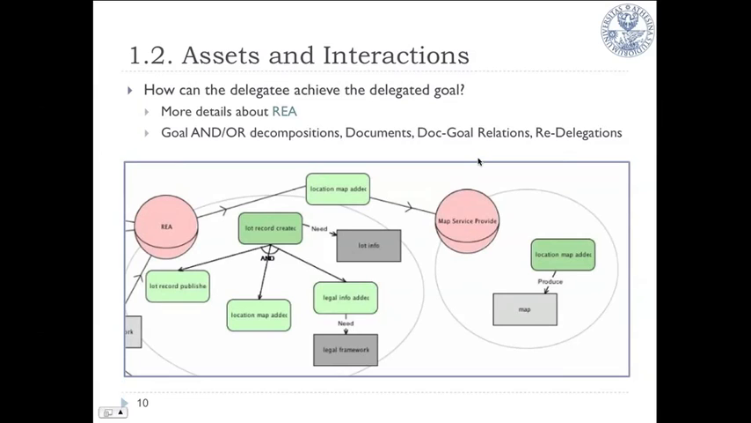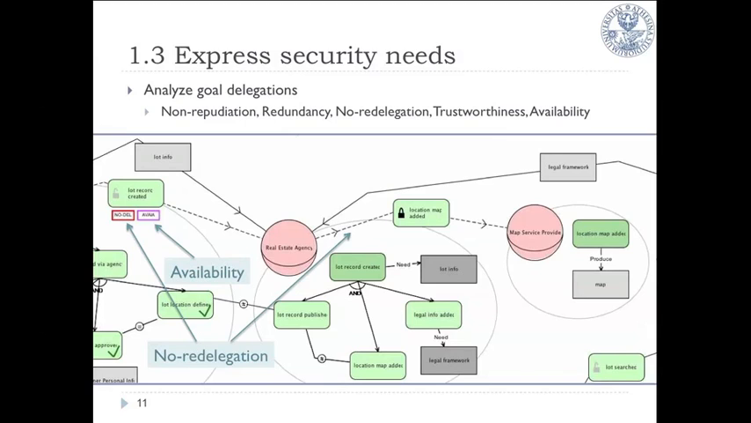Once we have captured these initial actors, their assets and interactions, the third step of our modeling method requires expressing security needs. So expressing expectations with respect to security that actors have towards actors they interact with. So in this situation, we have represented the interaction between the lot owner and real estate agency, and we will consider what are the security needs that are expressed.